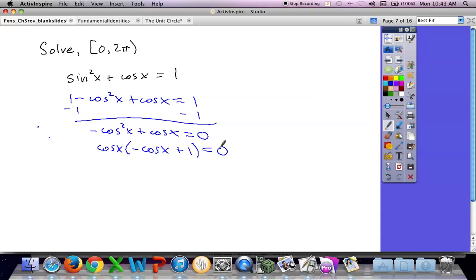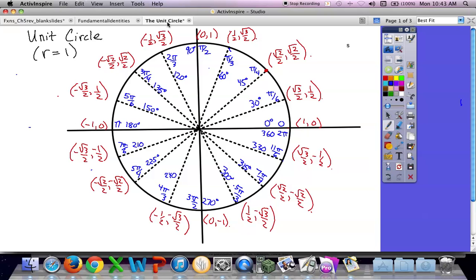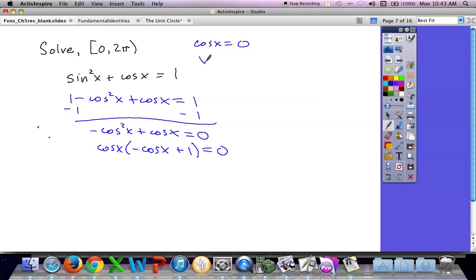Okay, so we set it to 0, we factor it, and then we set them both equal to 0. So we will get solutions from this. Cosine of x equals 0. Right? Where does cosine equal 0? Pi over 2, 3 pi over 2. That's what comes out of here. X equals pi over 2, 3 pi over 2.